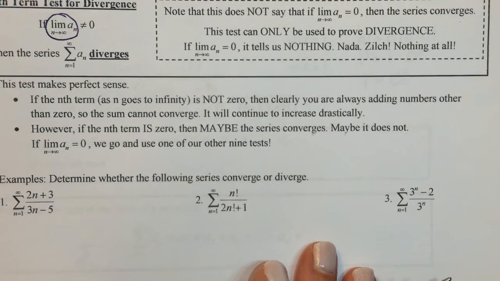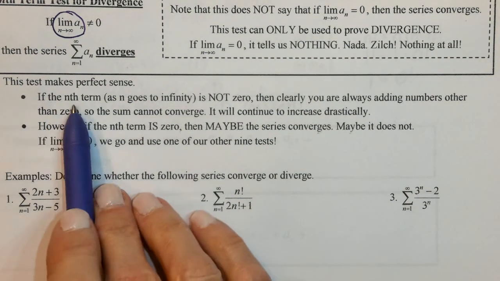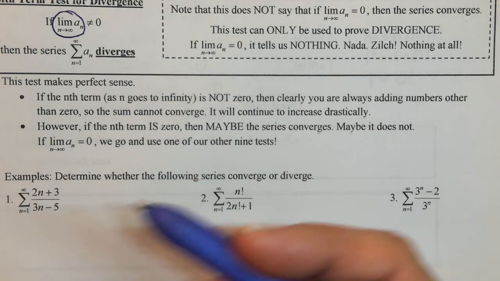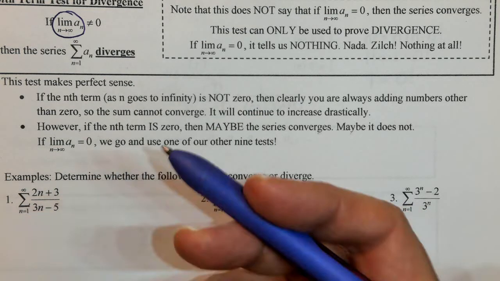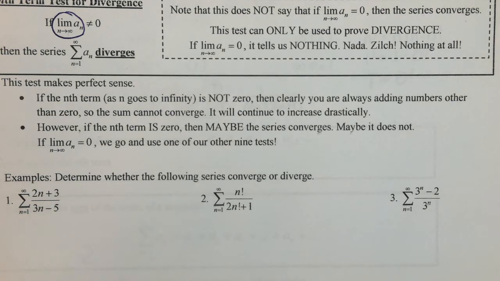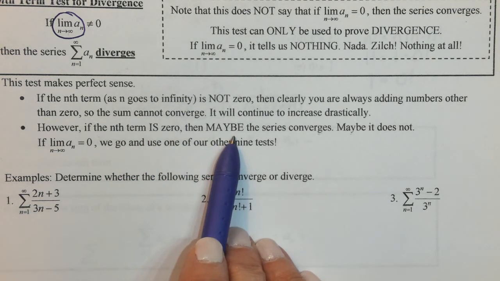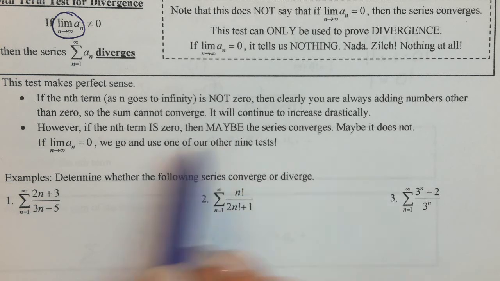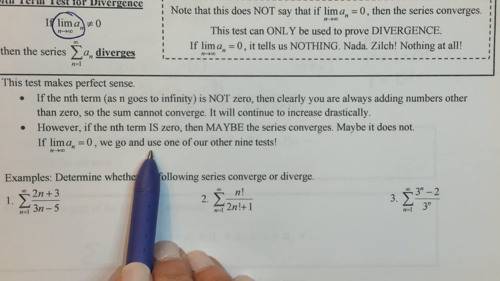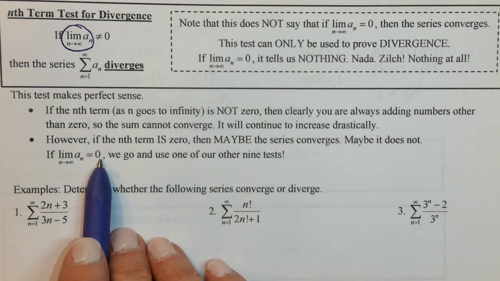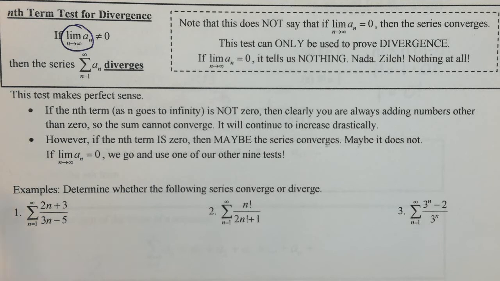This is a common sense test, I think. If the nth term, as n goes to infinity, is not 0, then clearly you're always adding numbers other than 0. So the sum cannot converge because you keep on adding something every time that's significant. However, if the nth term is 0, maybe it converges, maybe it diverges. We don't know. If the limit is 0, again, we go and use one of our other 9 tests. I keep repeating that because that is a common mistake I see. Kids take this limit, they find out it's 0, and they say that it converges by nth term test. Can't do it. Just not true.